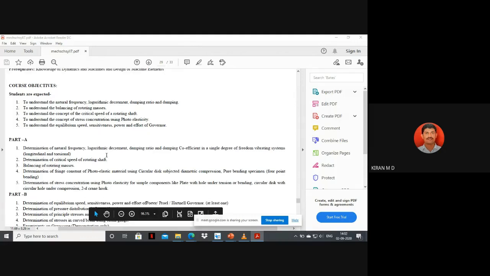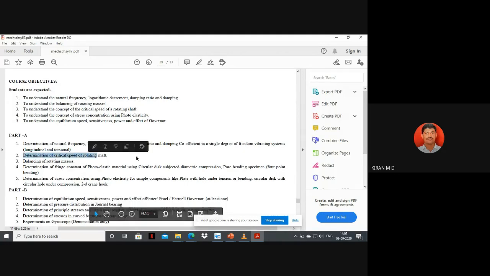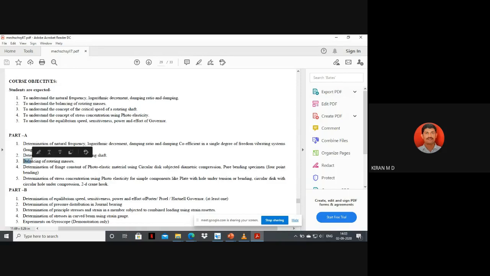Okay, so the next experiment is determination of critical speed of a rotating shaft. For a rotating shaft, what is the critical speed? When the shaft rotates and the speed increases, it will create vibration. At some particular speed, when it crosses that speed, the shaft will fail. To find that out, we are going to use the determination of critical speed of the shaft. Again, balancing of rotating masses, you studied in your dynamics of machines.